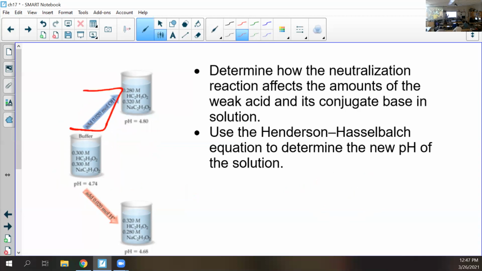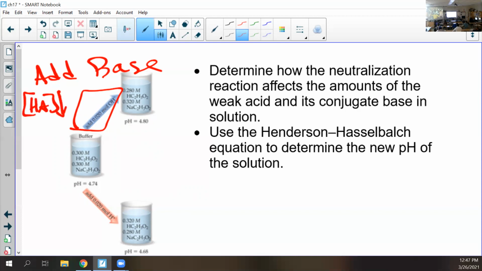Okay, so I want you to think about the consequence here. If I add base, the concentration of the acid, well, it's HA, will go down because the base neutralized the acid. So it's gone.